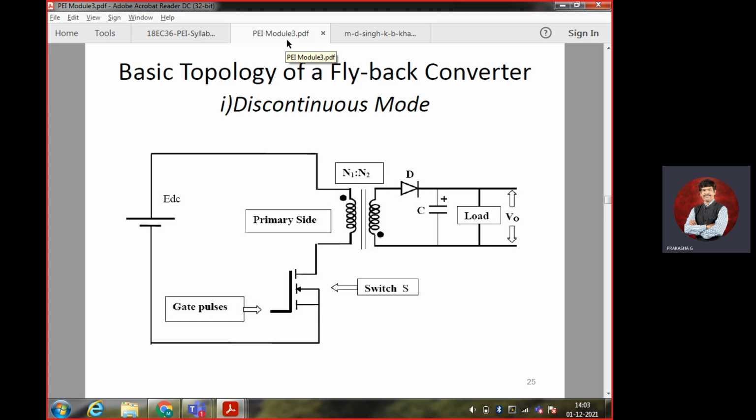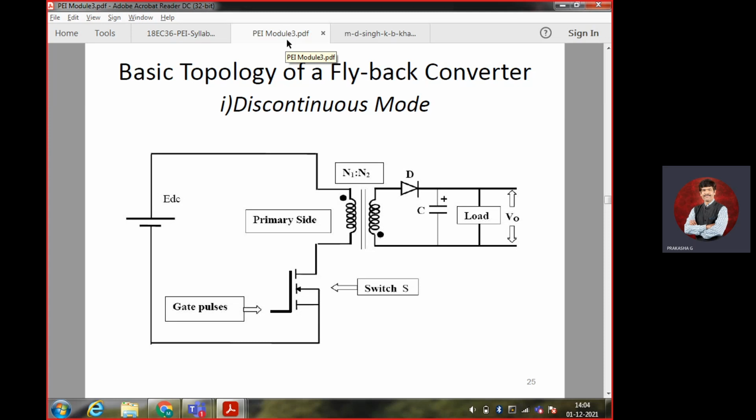It may be having some ripple, and ripple can be removed by using the filter. This capacitor we are having is a filter. We have added this to the circuit also, in our lab experiment. But the problem here is this is called discontinuous mode operation. It's not a continuous mode operation.